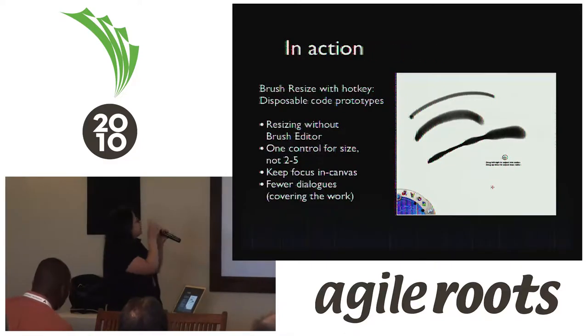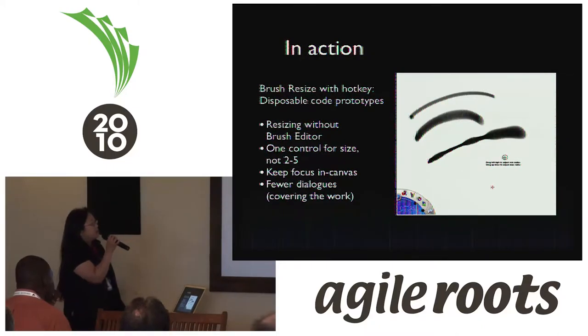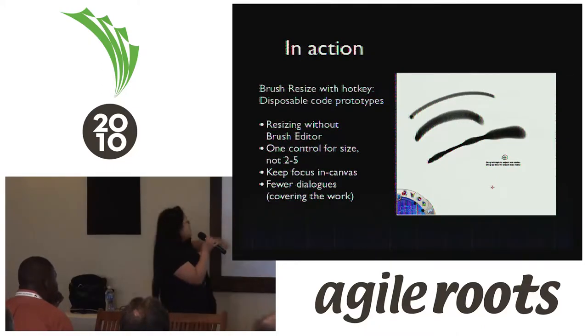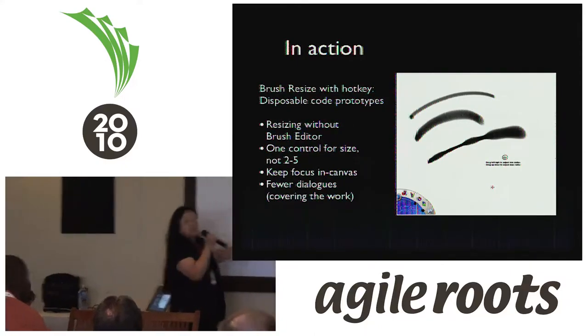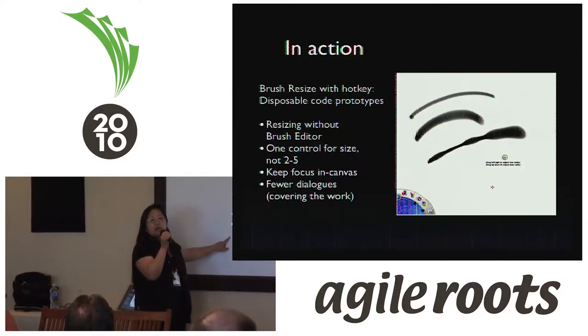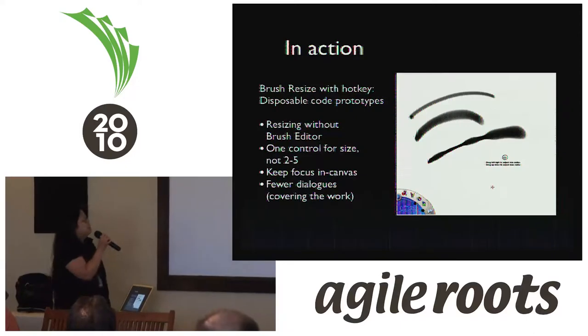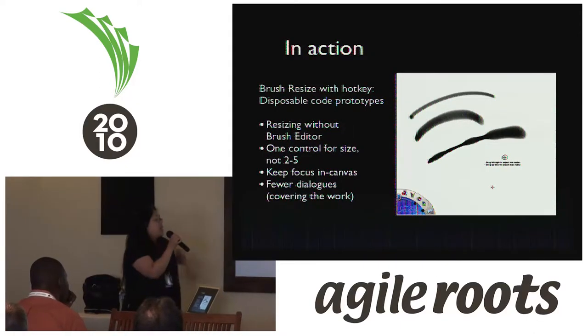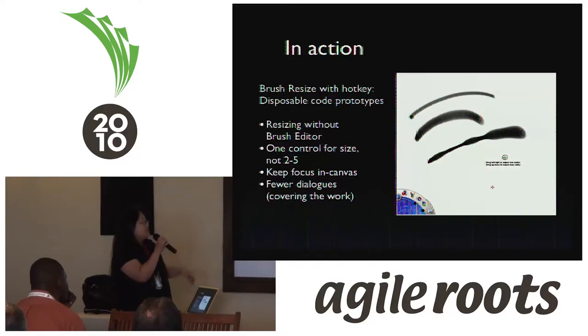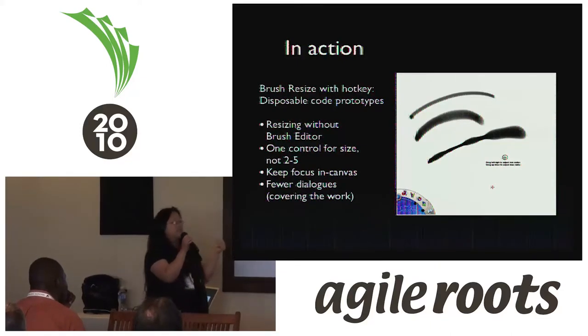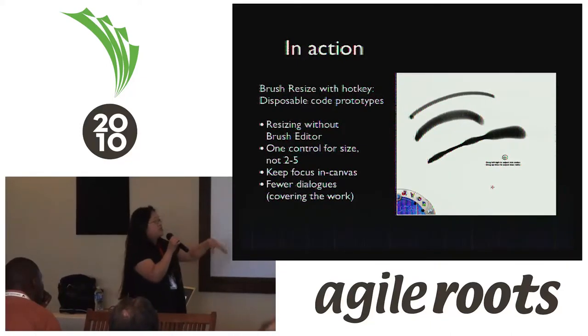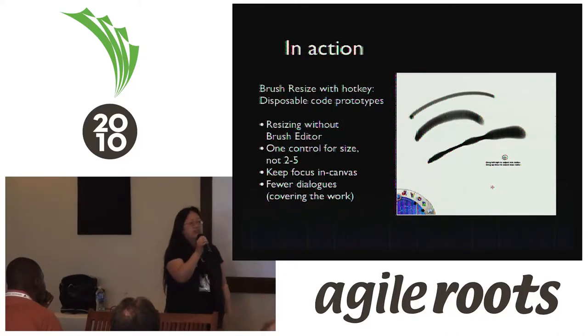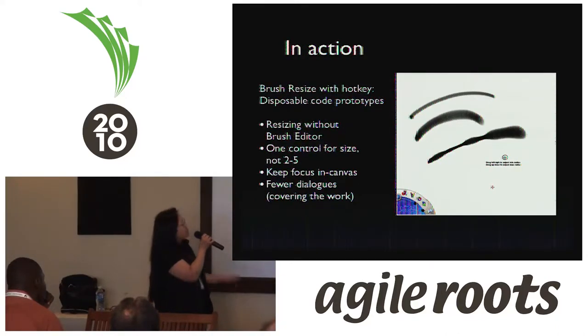So, for example, brush resize with the hotkey, we created a series of disposable code prototypes. We were addressing this subset of the capability goals: that we were able to resize without the brush editor, that we had one control for the size instead of 2 to 5, and that we were keeping the focus in Canvas and removing dialogues.